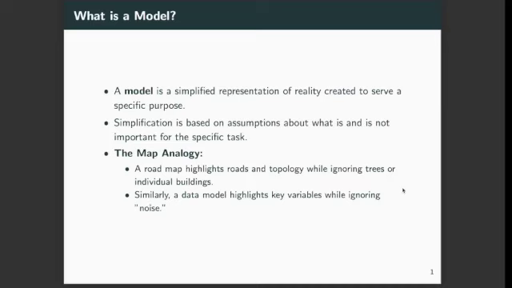Simply put, a model, as mentioned in the previous lecture as well, is a simplified representation of reality which is created to serve a specific purpose. Let's take the previous example as well. Think of the map analogy. If you are looking at a road map, it highlights the roads and the topology, but it ignores the individual trees or buildings because they are not important for navigation. Similarly, a data model may highlight the key variables while ignoring the others, which we call the noise, or the random fluctuations in the data that don't really help us to see the bigger picture.